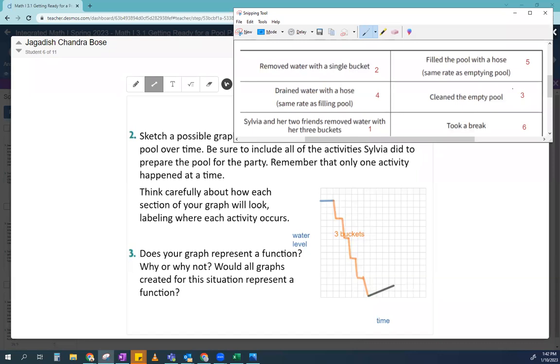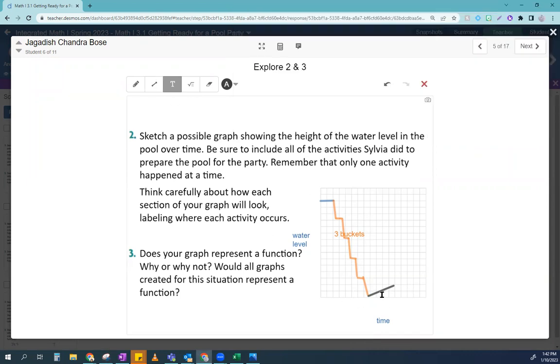Okay, so let's see. 3, 4. Now they're going to drain the water. So I need to type this out. Sorry. This is them cleaning. So then they clean.